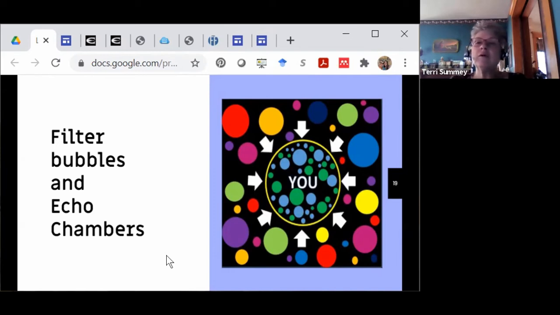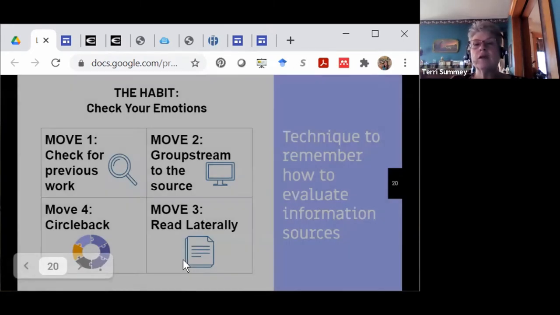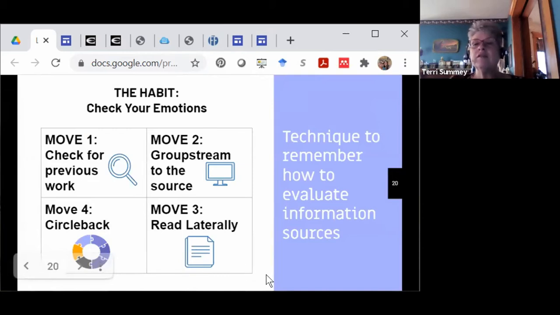And so those are things that we want to burst out of. And like I said, curiosity is a good way to do it. And then using some of these tools are good ways to be able to do that. One of these ways is this technique, which is called 4 moves in a habit, and it helps you remember to evaluate what you're reading before you share. So your habit is to check your emotions.